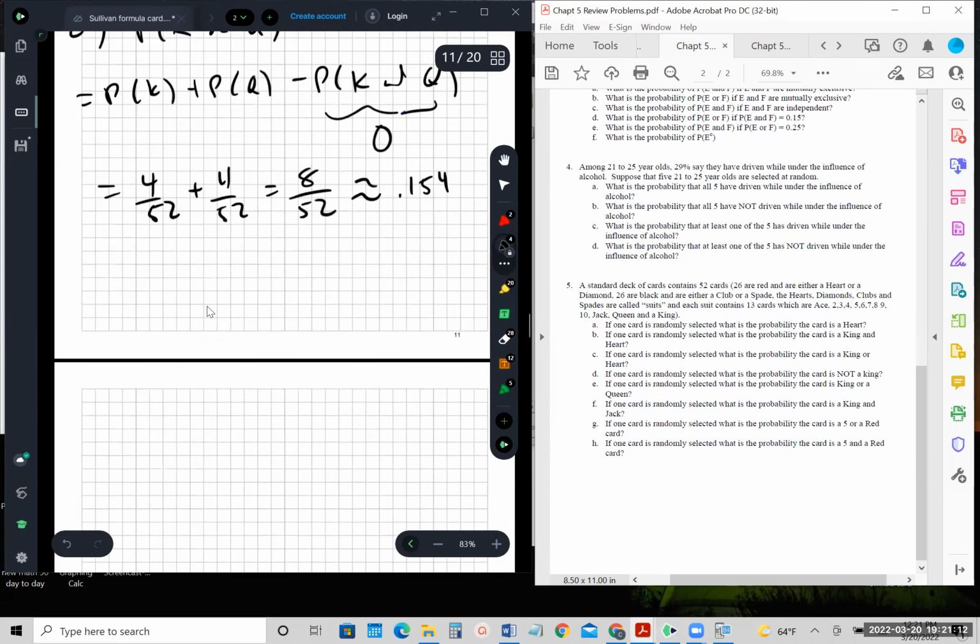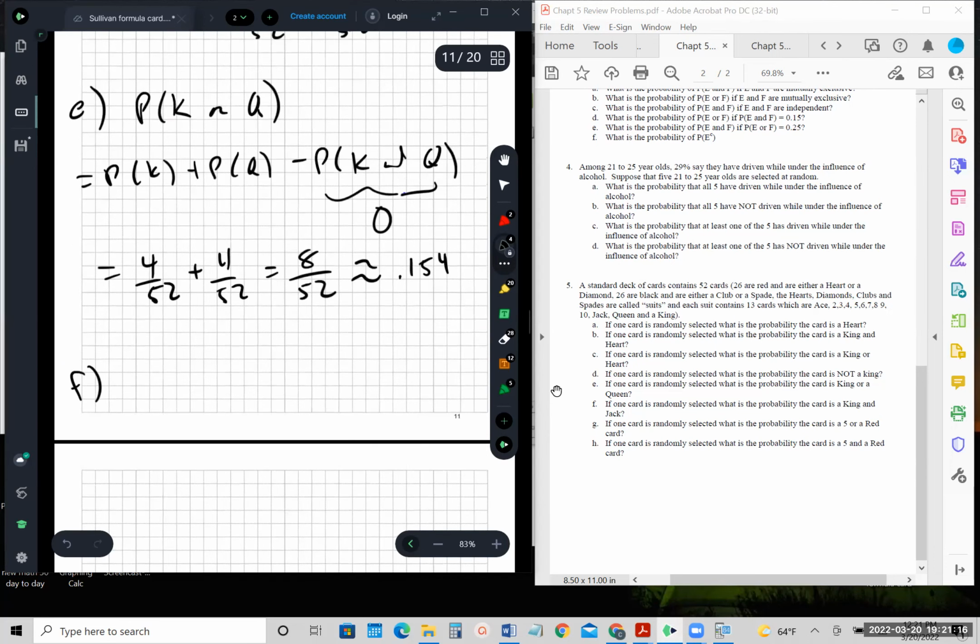And then that's E. So then F would be, if one card is randomly selected, what is the probability the card is a king and a jack? So the probability it's a king and a jack. Well, you can't have both. That would be 0 out of 52. So 0. There's no card that's both a king and a jack.